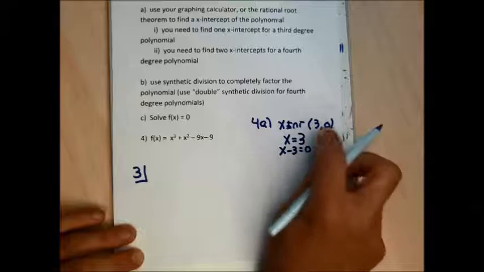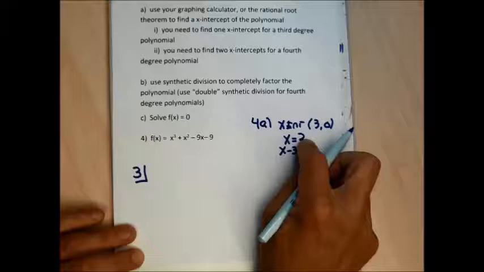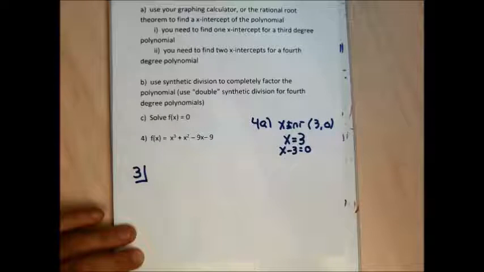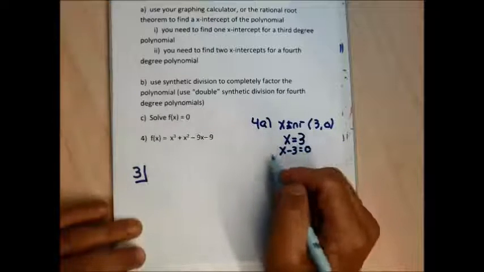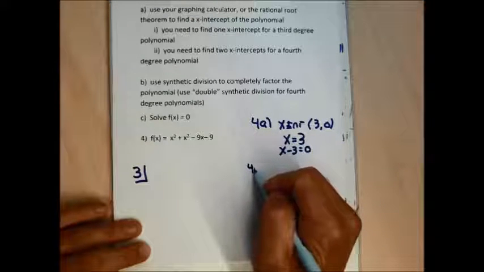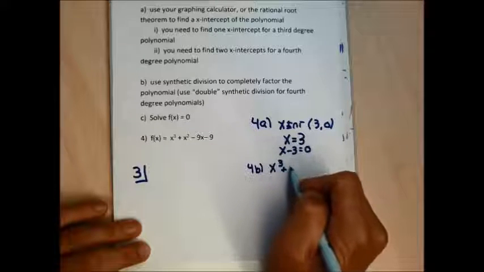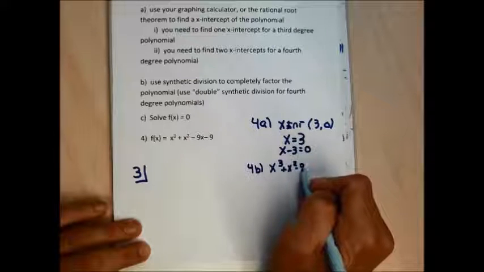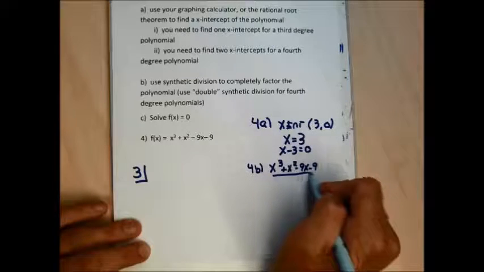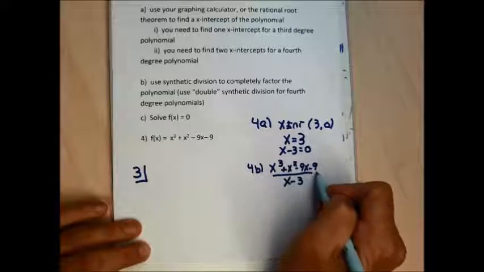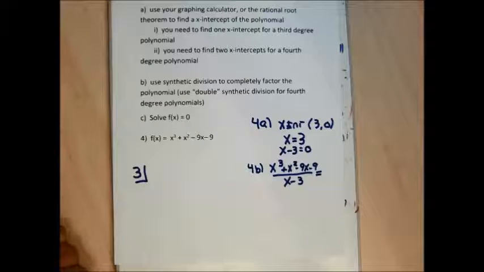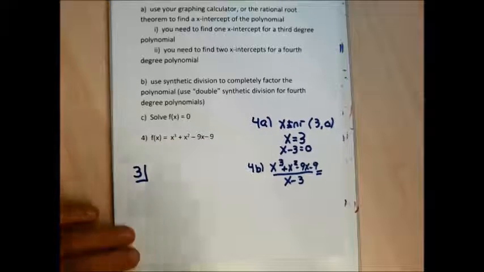If you set the x part of the x-intercept equal to x and set it equal to 0, you get x minus 3. So what the synthetic division is doing in problem 4b is dividing x cubed plus x squared minus 9x minus 9 by x minus 3. If the synthetic division has a remainder of 0, it gives me a tool to factor the polynomial that I'm starting with. So let me get the synthetic division going.